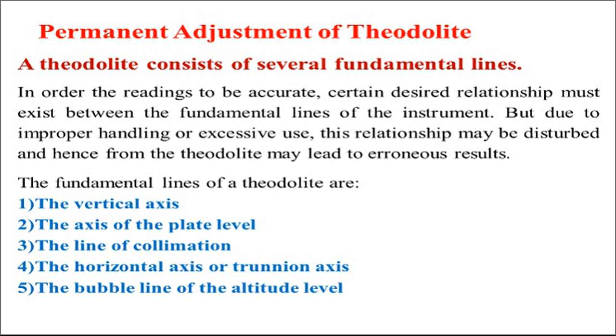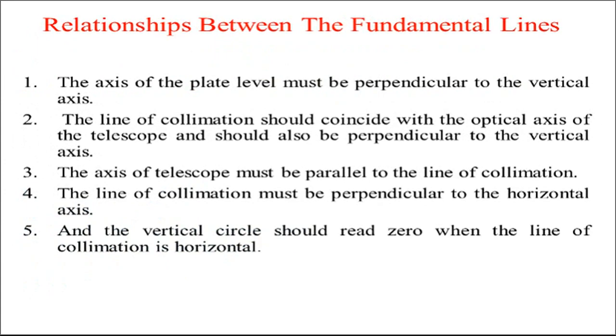Now we have to see the fundamental axes of the theodolite or fundamental lines of the theodolite. So, first fundamental line is the vertical axis of the instrument, second one the axis of plate level, third one the line of collimation, then fourth one the horizontal axis or trunnion axis, and fifth one the bubble line axis, or it is also called as the altitude level axis. Now we will see the relationship between these lines.